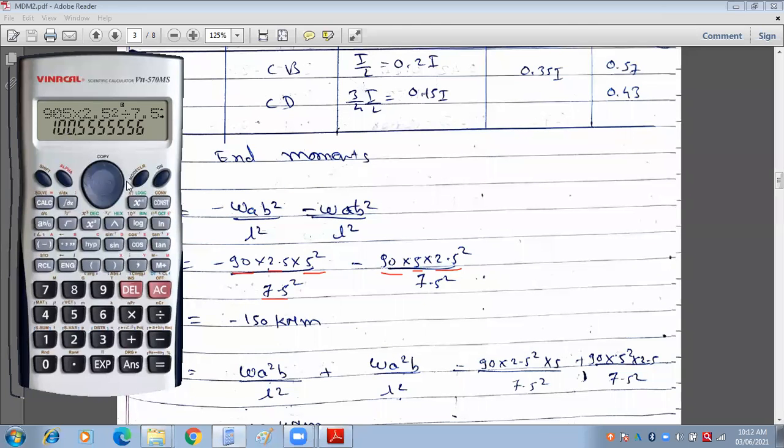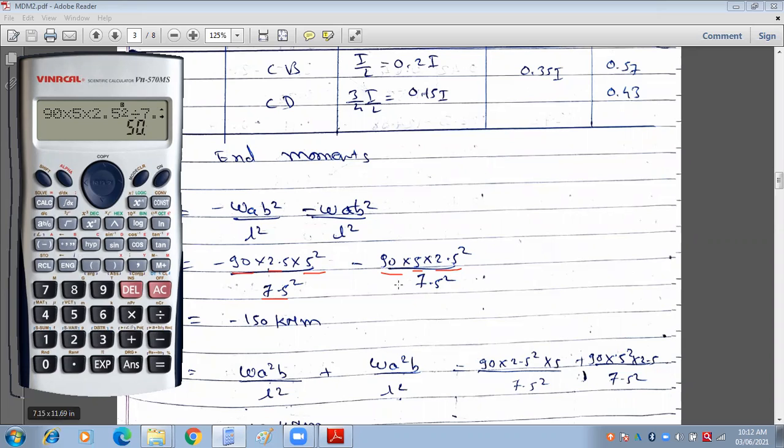Something went wrong over here. 90 insert, insert 0, again calculate. Let us calculate again. 90 into 5 into 2.5 square divided by 7.5 square, 50.